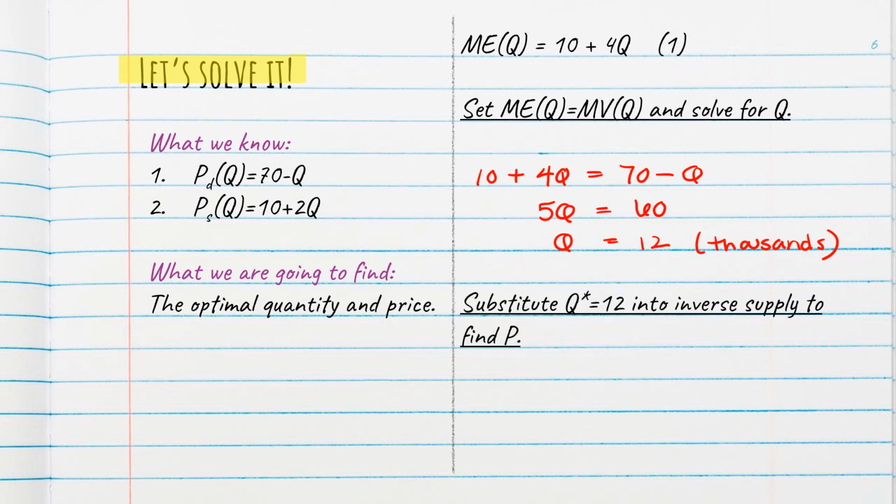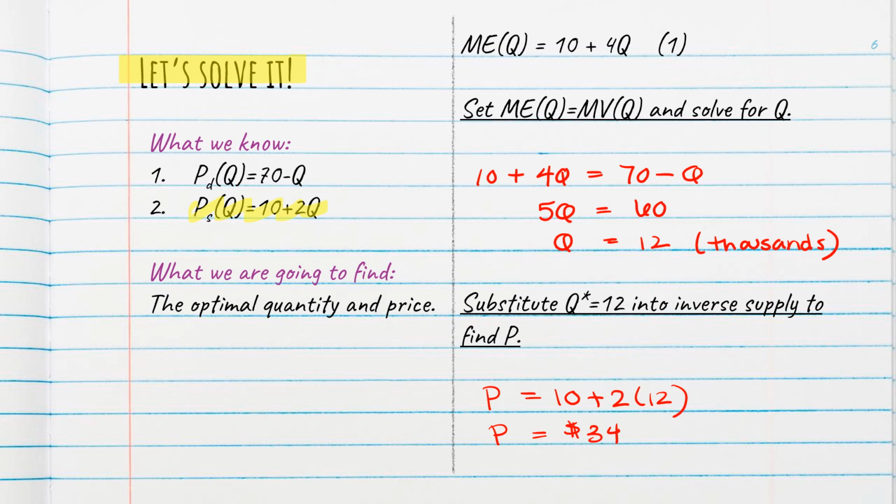What do we do next? So we have our optimal Q. The US government is going to purchase 12,000 military uniforms. We want to find the price, so we're going to substitute Q equals 12 into the inverse supply curve to find price. So it goes into supply. That means that P is equal to 10 plus 2 times 12. 10 plus 24 is 34.